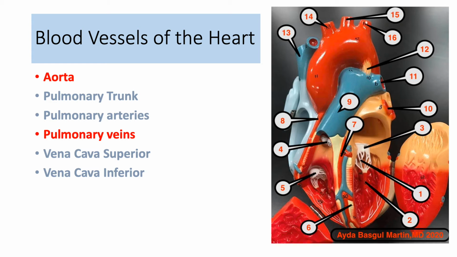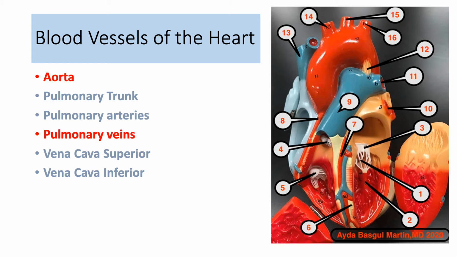Blood vessels that are related to the heart. As you see, I have six different names written. The aortic and pulmonary veins are color-coded red because they carry oxygen-rich blood. However, the pulmonary trunk, labeled with number 9, the pulmonary arteries, labeled with 11, the vena cava superior, labeled with 13, and the vena cava inferior, which doesn't show up here but you can see in the next slide, are all carrying oxygen-poor blood.